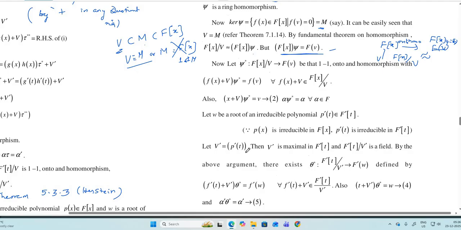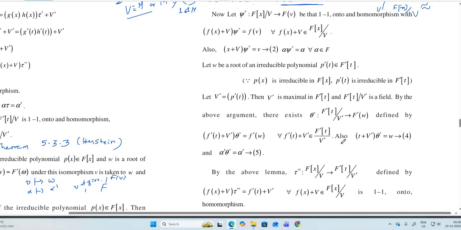Let v prime be generated by p prime of t, then v prime is maximal in f prime of t, and this is a field. So by the same argument, you can have f prime of t mod v prime isomorphic to f prime w, defined in this way. For every element in the domain you have this, and particularly this t plus v prime will be taken to w. So you have alpha prime. This mapping is taken as theta star. So this is what we have.